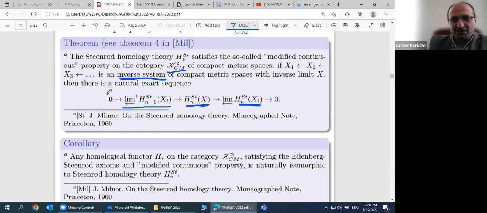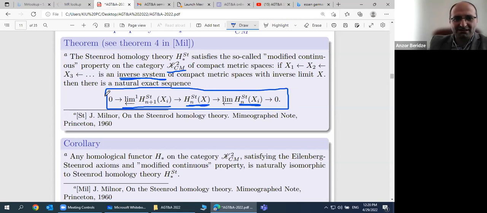And somehow this is equivalent to the additivity axiom, which we sometimes call the wedge axiom, and the strong excision axiom. And so this is enough to prove the uniqueness theorem for homology theory. And that's why Steenrod homology theory satisfies this axiom, and because almost all exact homology theories satisfy this axiom, all of them are isomorphic on this category.